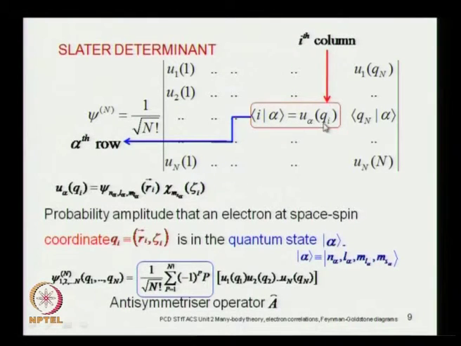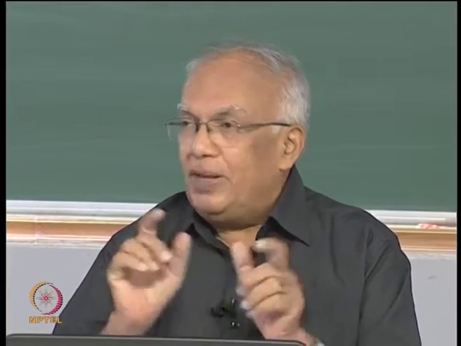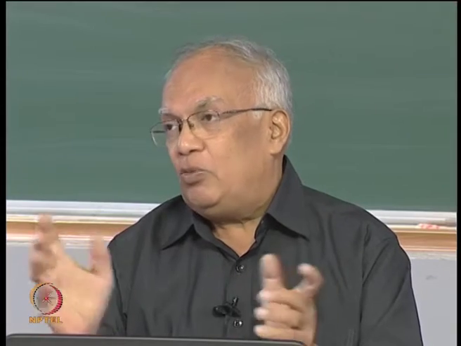So, typically this is a measure of the probability amplitude that an electron at coordinate qi is in the quantum state alpha, but in the next row belonging to the same column you will have the probability amplitude that an electron at coordinate qi will be in the quantum state alpha plus 1, the next one, and that cannot be ruled out because these particles are completely indistinguishable. So you must construct a superposition of these, and this must be an antisymmetric superposition. So that is what the Slater determinant guarantees.